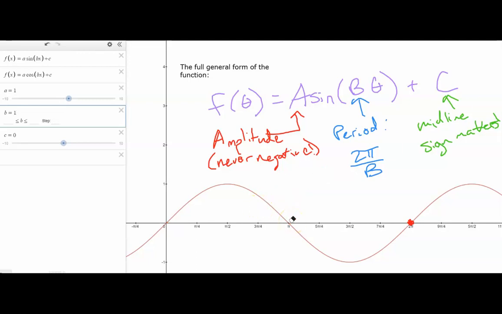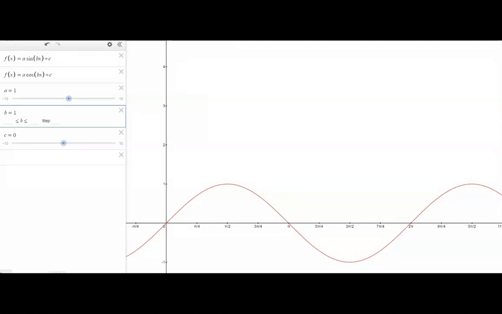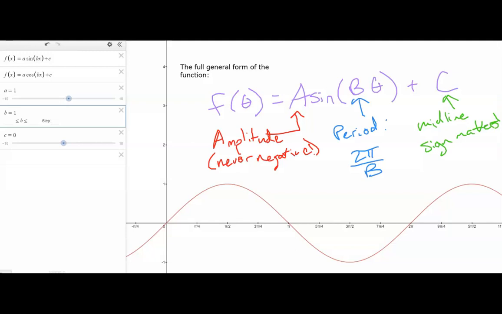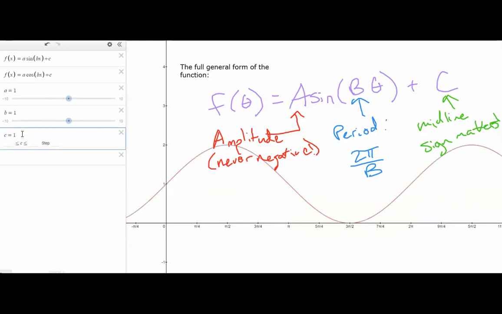Finally, we have that last bit, the C, the pesky one. Although this one is not so pesky as you would probably believe. Right now it's at 0. Remember, this refers to the midline. So if I change it to something like 1, well, now my whole graph has shifted up a whole point, right? So now instead of being at 0, it is now at 1.